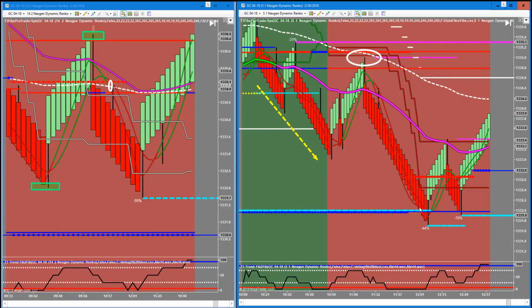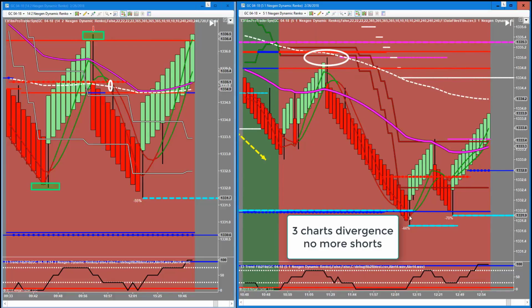Now, I'm going to go just a little bit further and remind you one more time about that pattern we talked about. Remember where we have multiple divergences on all of our charts at the exact same spot? That means we're going to quit doing trend trade shorts. So this would be the trend trade short that you would skip.